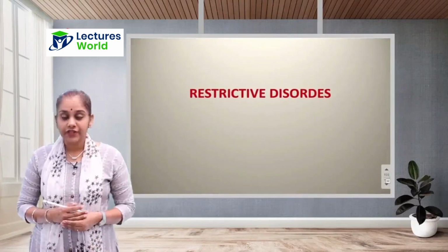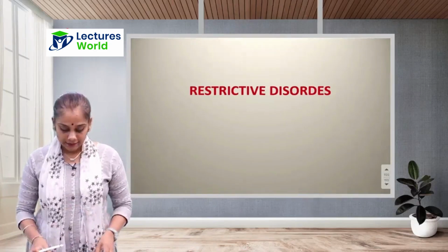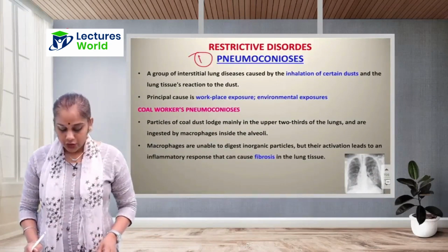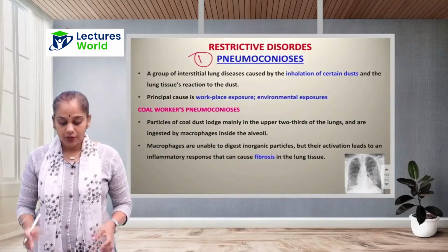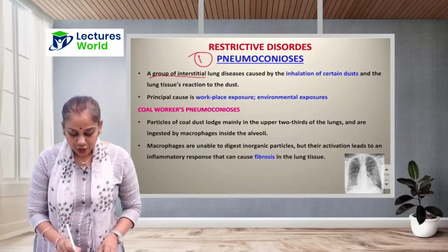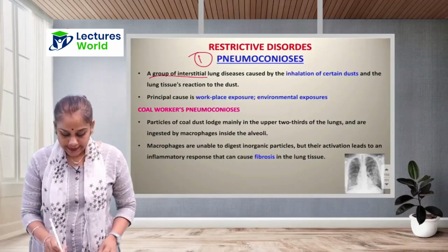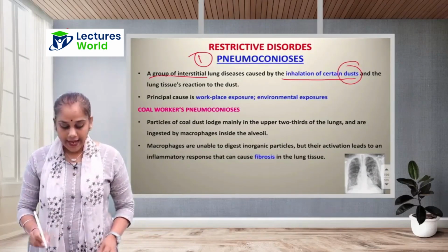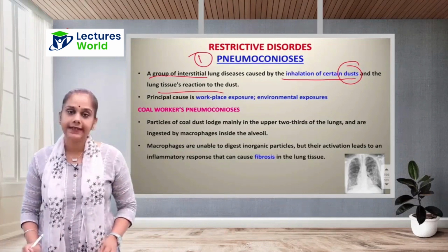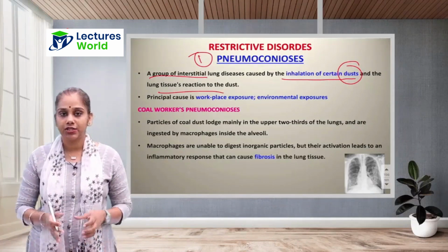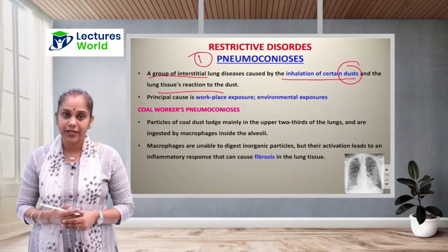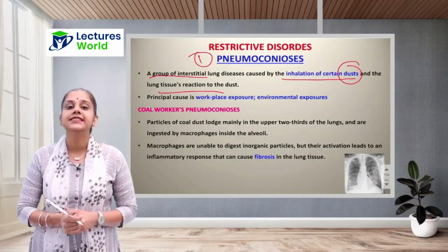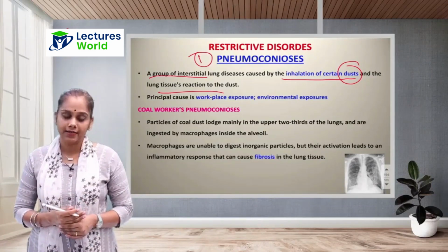Now we will see the restrictive disorders. The first one is pneumoconiosis. Okay, pneumoconiosis. This is a group of interstitial lung diseases caused by the inhalation of certain dust and the lung tissue reaction to the dust. Okay, this type of disease occurs because of the inhalation of particular dust as well as the allergic reaction to the dust.